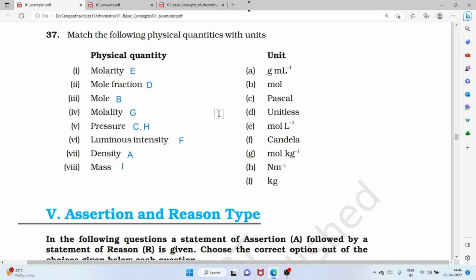Molarity unit is moles per liter. Mole fraction is unitless. Mole means mole only. Molality means mole per kilogram. Pressure, Pascal and Newton per meter squared. Luminous intensity is candela. Density, gram per milliliter. Mass, kilogram.